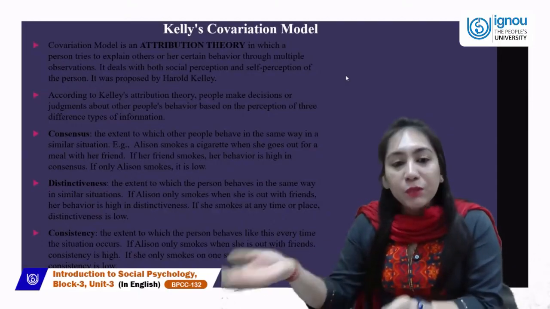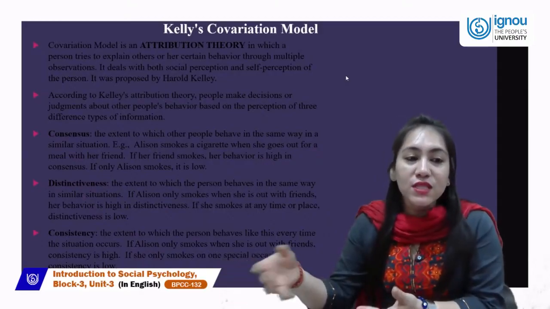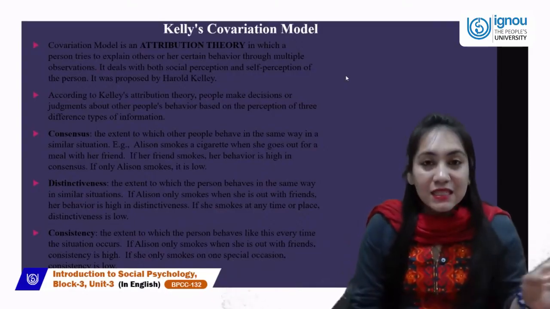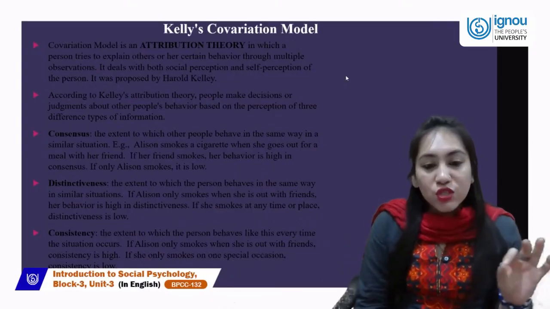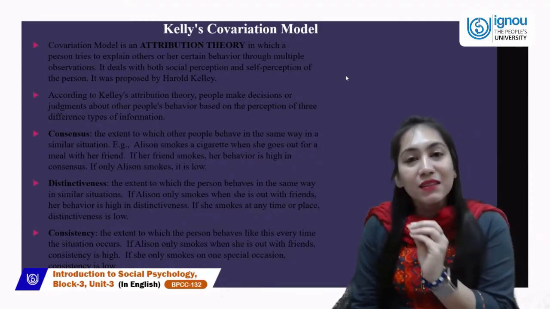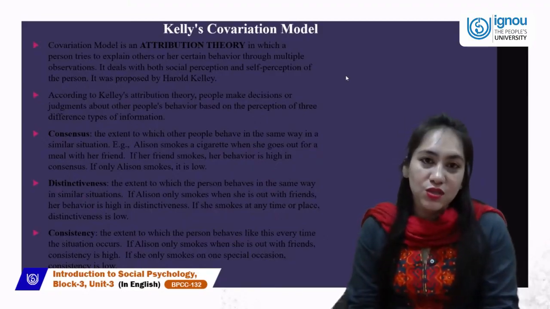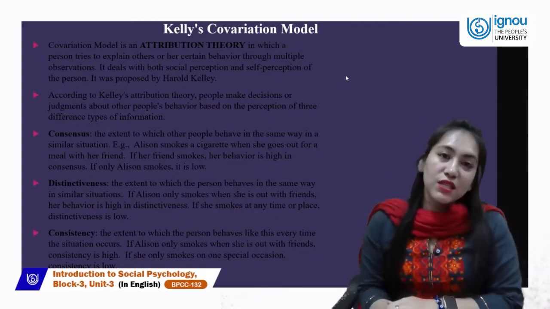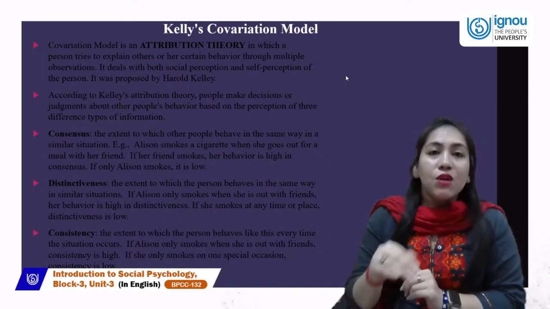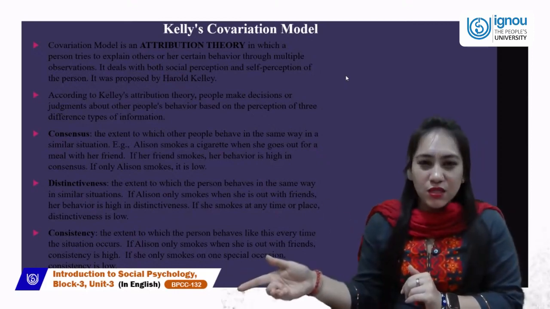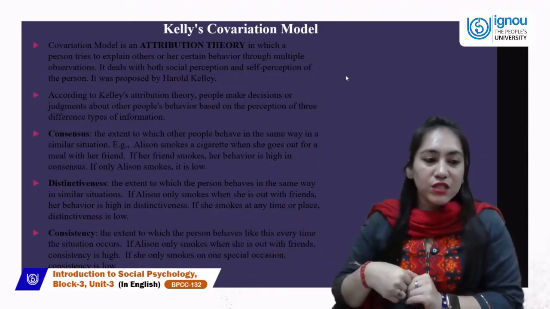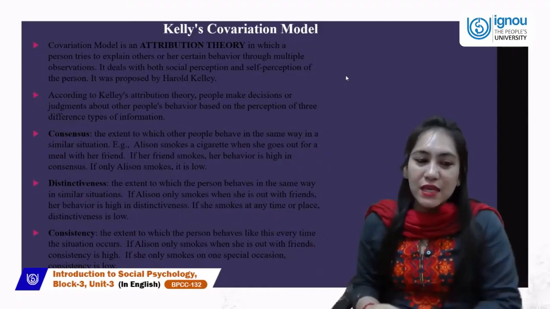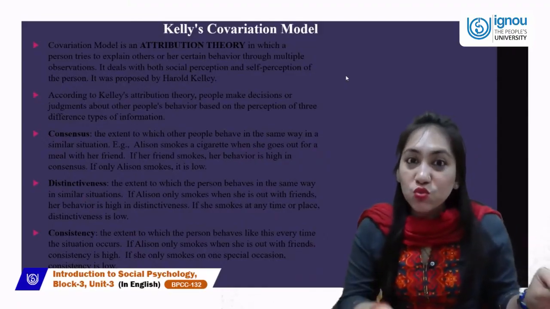When it is happening for the people around, remember, it's going to be high consensus. Now let's come to consistency. Consistency suggests the extent to which a person behaves like this every time the situation occurs. So every time Alison goes out with friends and she smokes only when she's out with her friends, it's called high consistency. But if she smokes only on special occasions, like if there's a huge party or a huge get-together, then it's going to be low consistency. So consistency is the same situation with the same people.